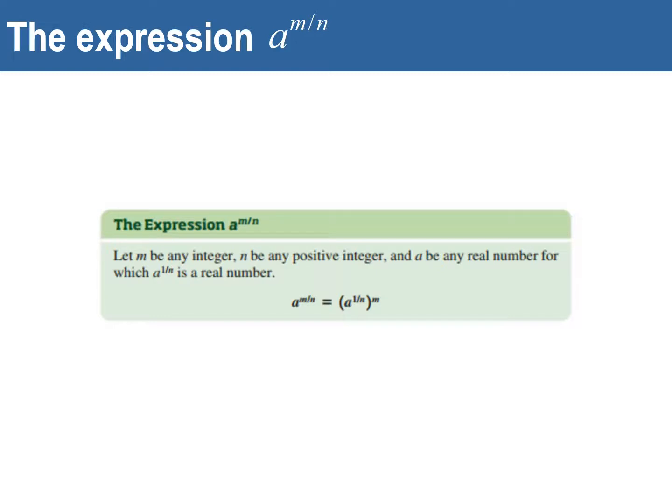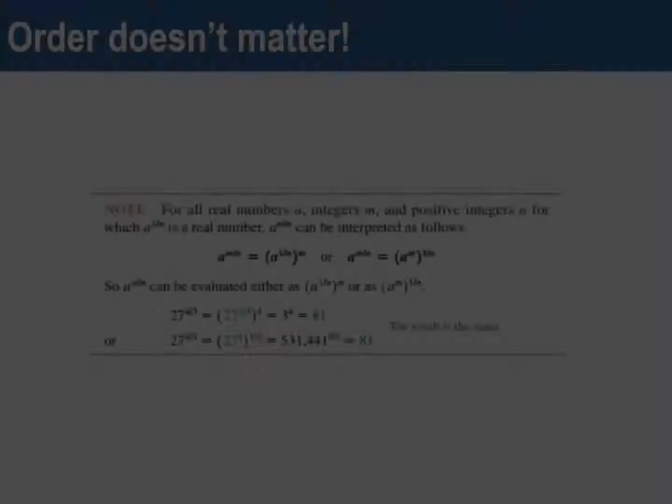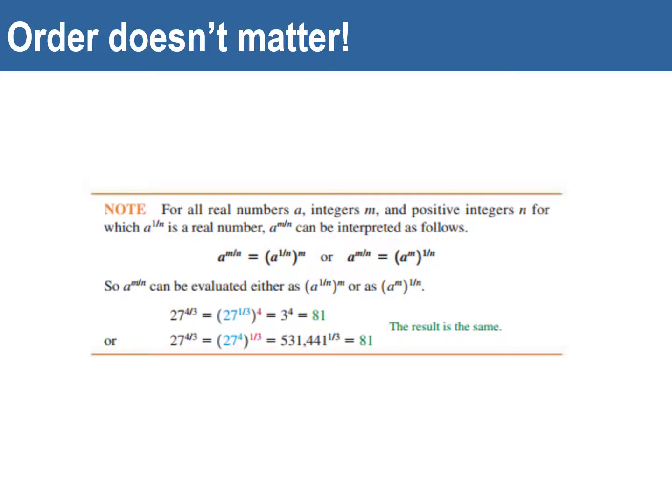When I have the expression a to the m divided by n, this is a to the 1 over n, whole thing to the mth power. Now, it doesn't actually matter which order you do these in and which order you wind up expanding or condensing them. It depends a lot more upon the problem you're doing.